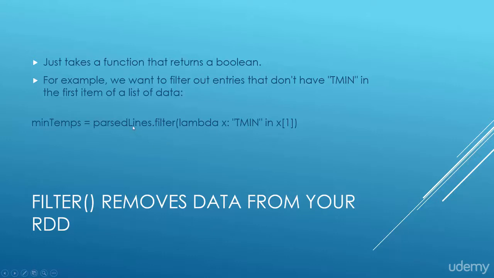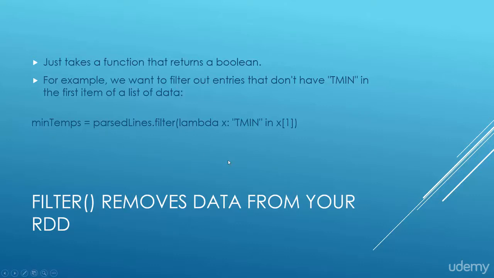So we can take our parsed lines RDD, filter out anything that's not a Tmin entry, and construct a new min temps RDD out of it. So basically, filter takes a function that returns a Boolean value, true or false. If it comes back true, then that value is passed on to your new RDD. If not, it just gets discarded. It's just that simple. That's all there is to it.